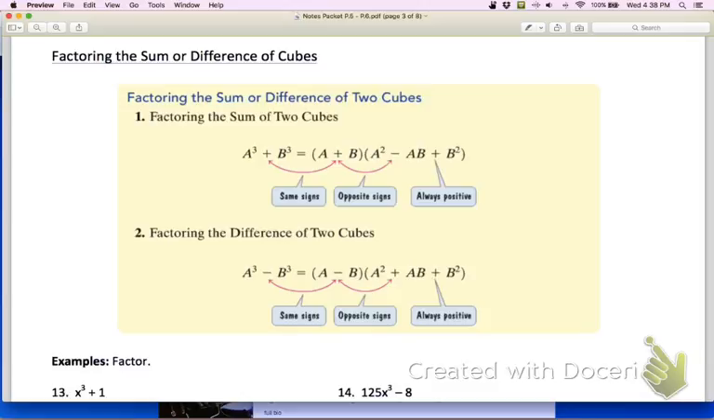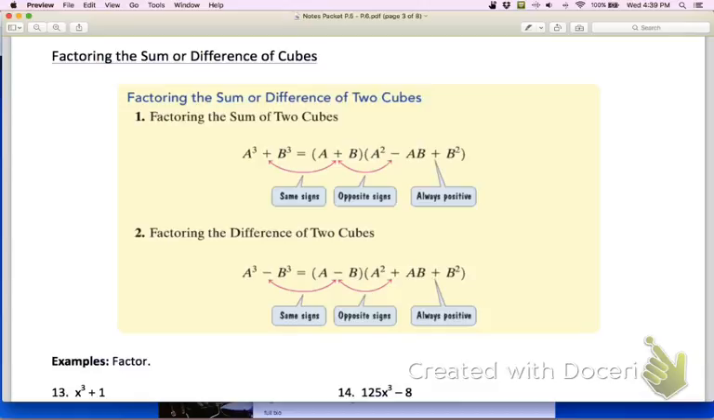So if I have a cubed plus b cubed, it always factors to a plus b, a squared minus ab plus b squared. Now again, I'm not going to give these formulas to you, but not hard to come up with. So you see that the coefficient is 1 on every single one of these. It's 1a, 1b, 1a squared, 1ab, 1b squared. So that is easy to remember.